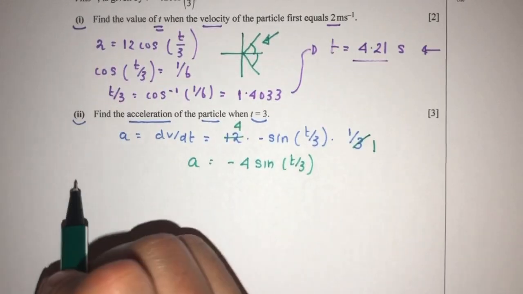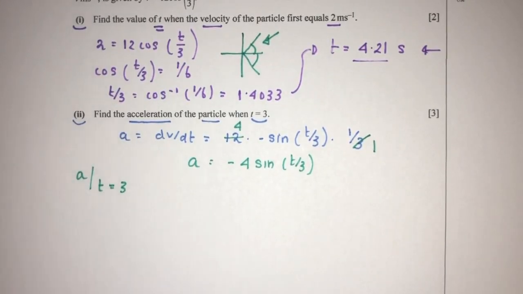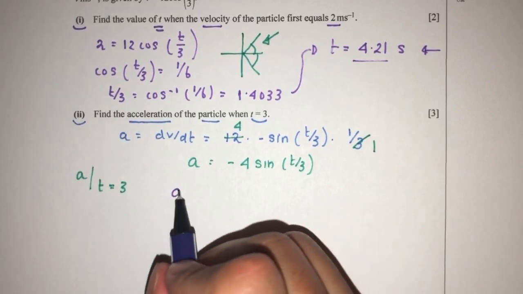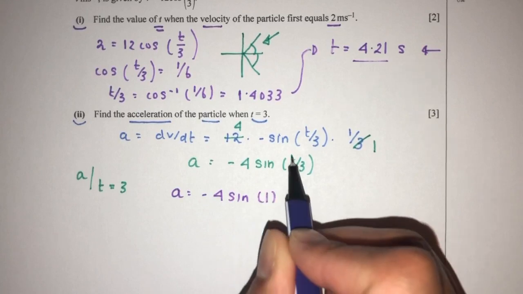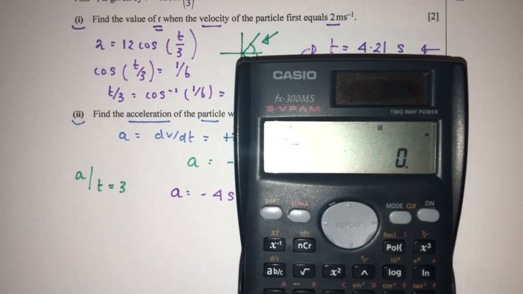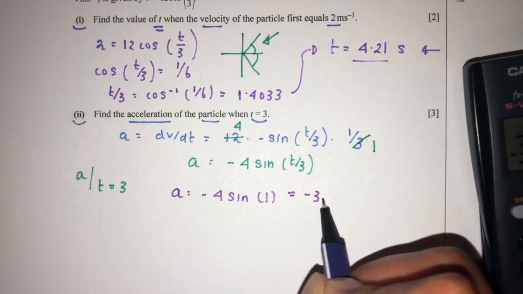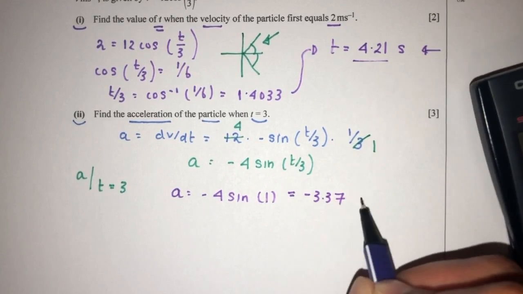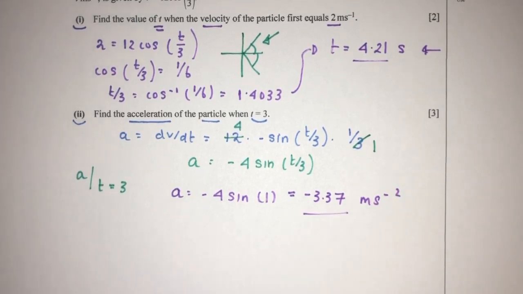Now we have to find the value of a when t is equal to 3. So replace back in my main equation. That will be minus 4 sine of 1, right? Let's see what happens. Minus 4 sine of 1, that should be minus 3.37 meters per second square. That is part 2 of the question.